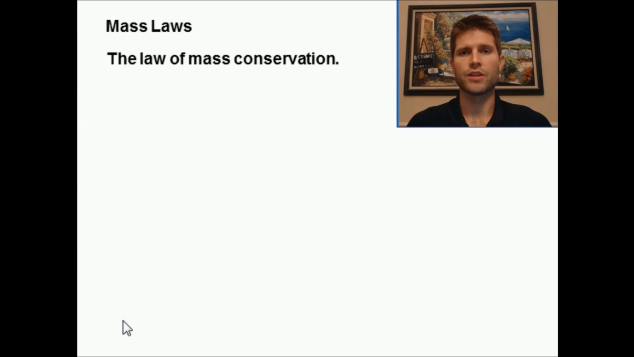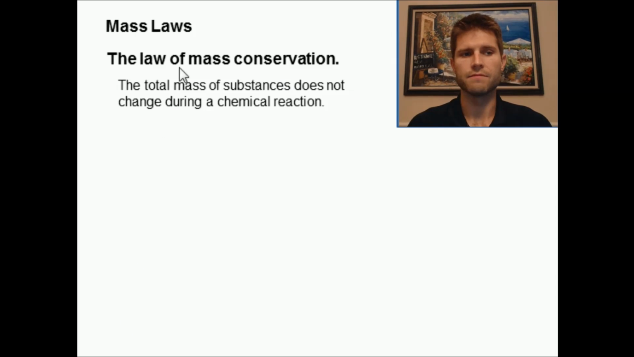Let's talk about the three mass laws that chemists use all the time. This first one is kind of like the most powerful of the three. It comes up the most often in general chemistry. It's called the law of mass conservation. And so what does that law state? It states that the mass of the reactants, the mass of your starting material, after they react, equals the mass of your product. And so there is no mass that is lost.